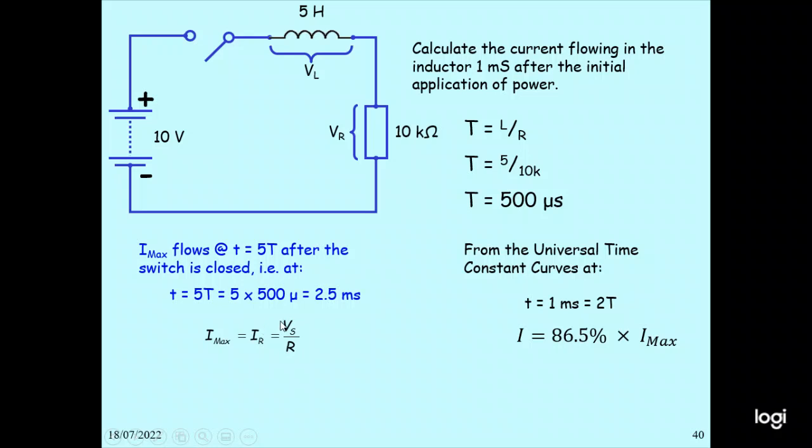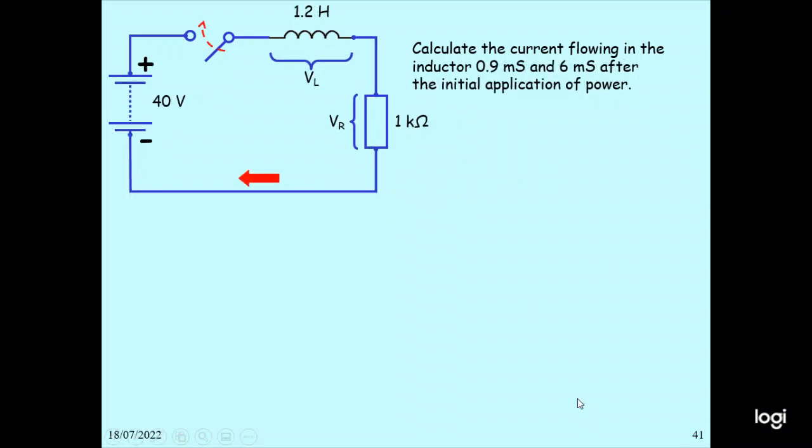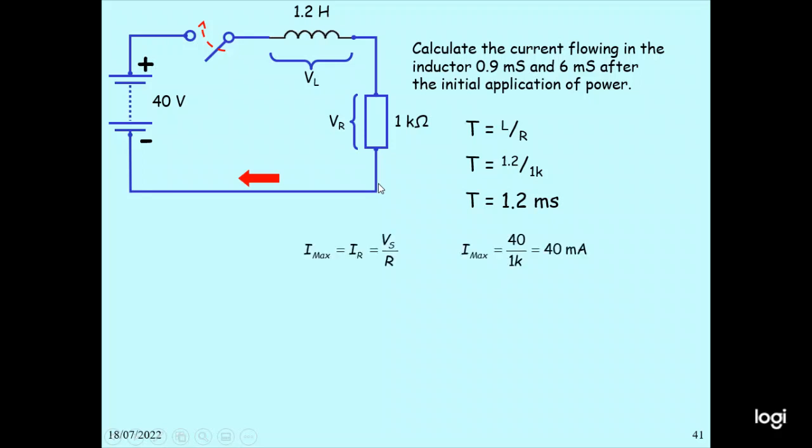We also have to calculate the currents flowing in the inductor 0.9 millisecond and 6 milliseconds after the initial application of power. The supply voltage is 40 volt and the switch is closed at time 0. The inductor is 1 by 2 henry and the resistor is 1 kilo ohm. Tau equal to L by R, so 1 by 2 divided by 1K, you get 1 by 2 millisecond. I maximum equal to IR equal to Vs by R, so 40 by 1K, 40 milliampere. From the universal time constant curve, t equal to 0.9 millisecond, so 0.75 tau.